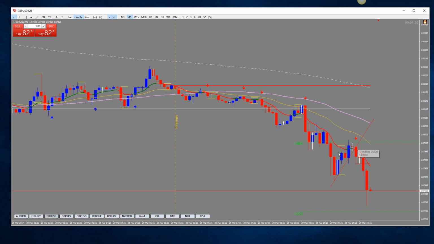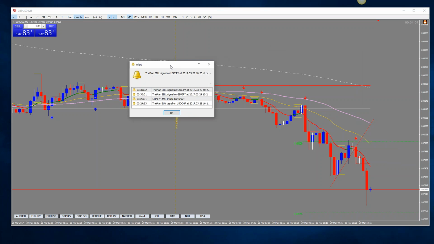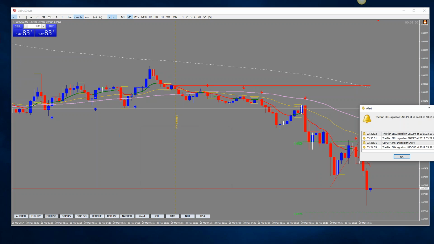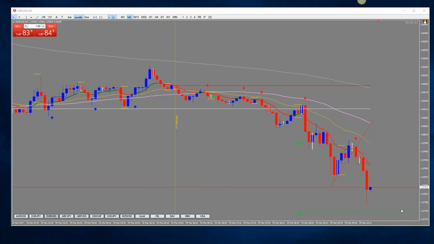We have wick a little bit on both sides, so it's kind of an indecision on a 5-minute trade, but I have a signal which draws this little line and gives me my arrow here at the top. Plus I get an alert that says I've got the plan, which is my indicator, sell signal on the UJ or the GJ. And there was one back there for the euro dollar that I had, so I'm just going to move that out of the way for a minute.